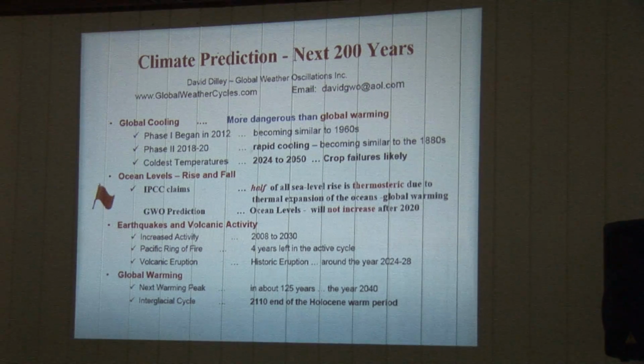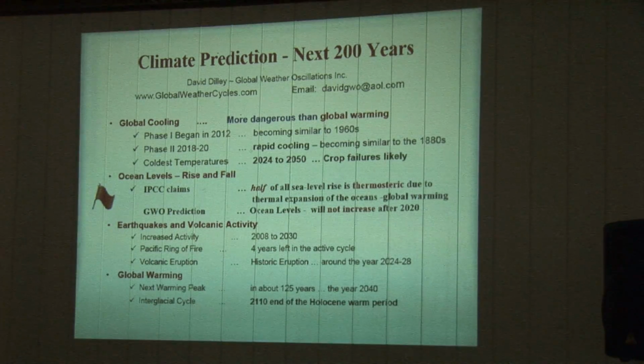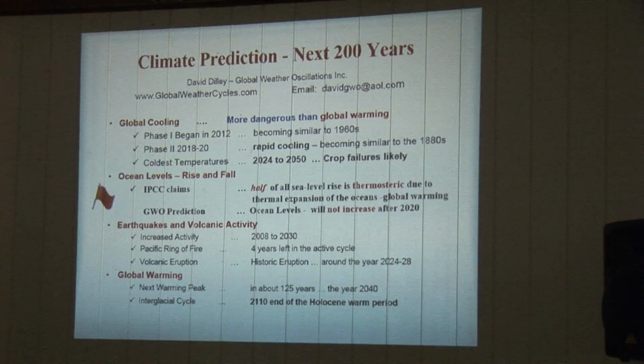So now, when we go into this very rapid global cooling, the oceans are going to cool and contract. So my prediction is that ocean levels will not increase after the year 2020. Two reasons. The Arctic and Antarctic will be freezing up again. And also the oceans will be cooling, contracting, and you could even have a sea level fall by that time.